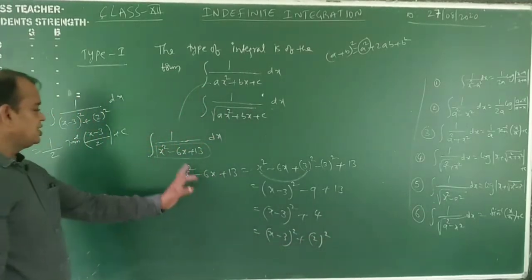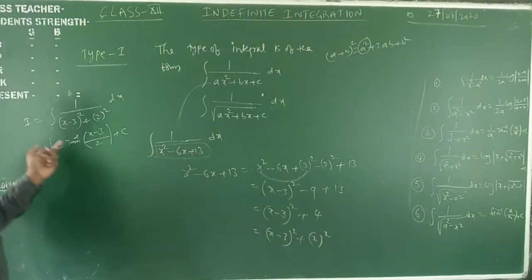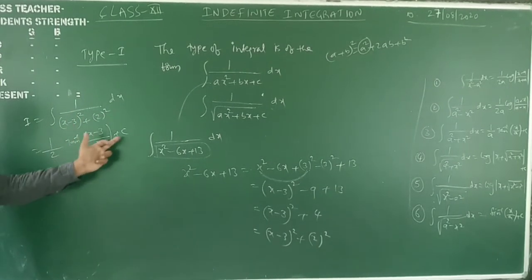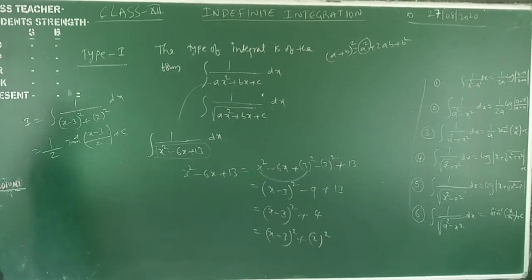Now apply this in this place. We will write the same: (x minus 3) whole square plus 2 square, 1 by 2 tan inverse of (x minus 3) by 2, plus c. My dear students, in this way we will complete the problems.